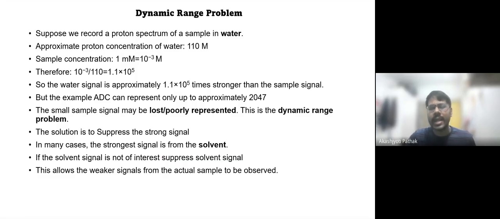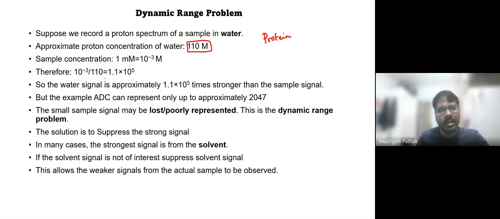So what is the dynamic range problem? Suppose we record a proton spectrum of a sample in water. For example, you are recording an NMR spectrum of a protein sample. Your protein is present in some buffer, and it will also have some water. Water will also be present, right? Now, the proton concentration of water is, let's consider, 110 molar, but the sample concentration is 1 millimolar, 10 to the power minus 3 molar.